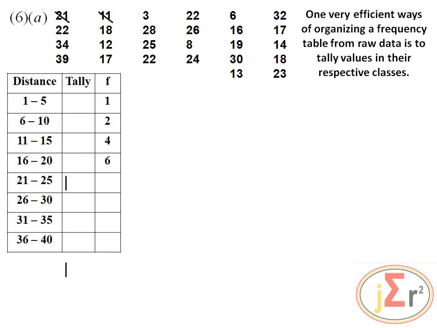21, 11, 3, 1 to 5, 22, 21 to 25, 6, 6 to 10, 32, 31 to 35, 18, 26, 26 to 30, 16, 16 to 20, 17, 16 to 20. Right. It is good if we could have something like this in the examination, that when we are required to tally, we just fold our arms and it goes straight ahead and tally for us.